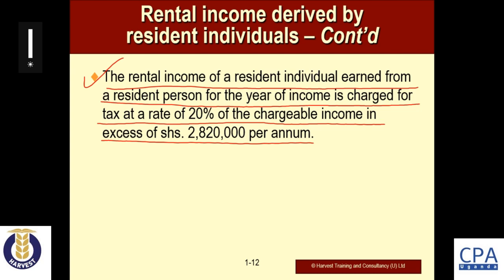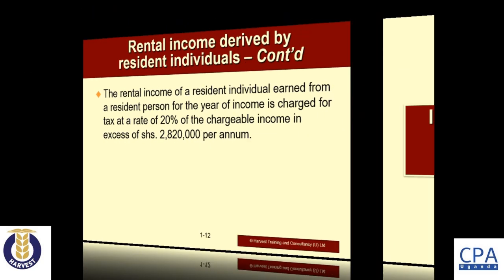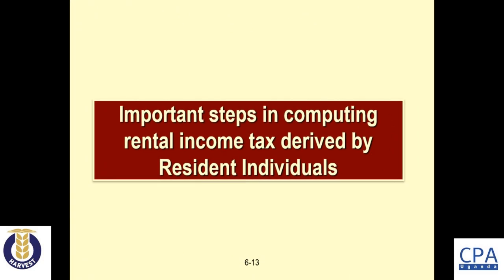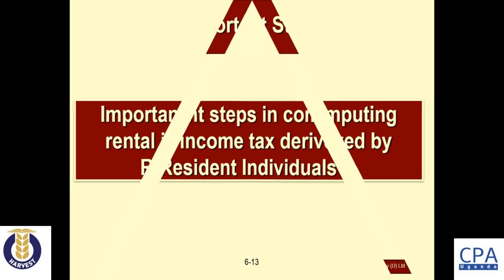I'm getting these as provided for in the Income Tax Act. I'm picking all of these from the Income Tax Act. So we continue by looking at those important steps that you're going to take in computing the rental income for an individual, the important steps in computing rental income tax derived by resident individuals. So what are those steps?